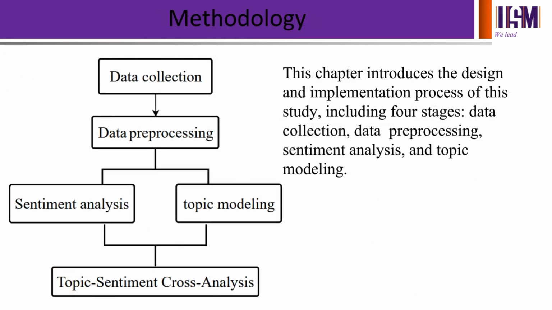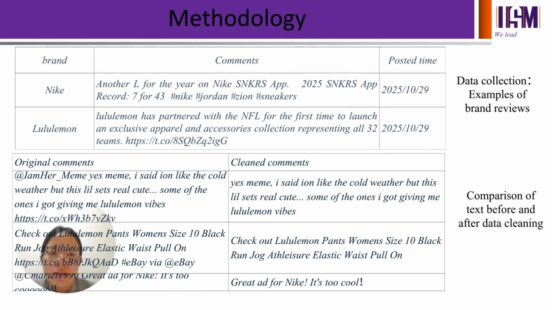This chapter introduces the design and implementation process of this study, including 4 stages: data collection, data processing, sentiment analysis, and topic modeling. This table is an example of the data I collected, and this table is also an example of my data cleaning process. After cleaning, noise in the text was removed.